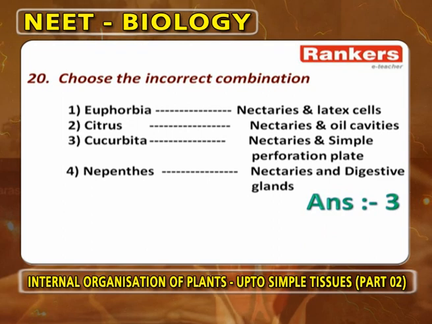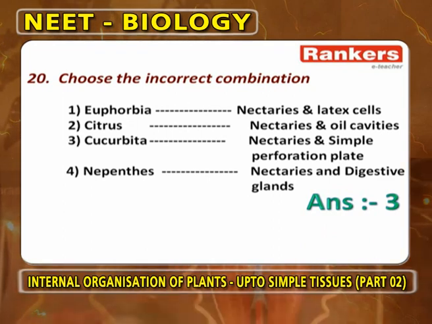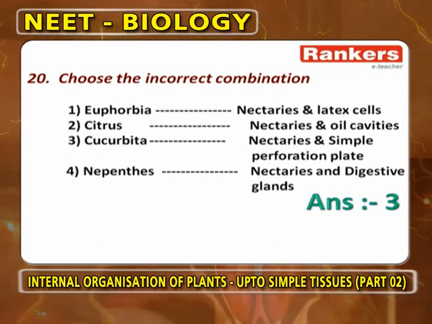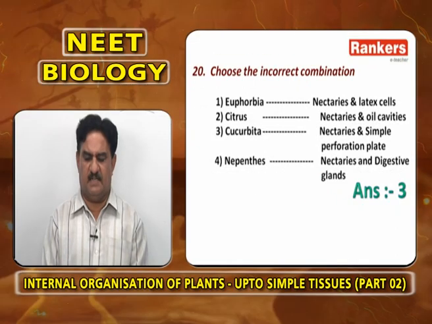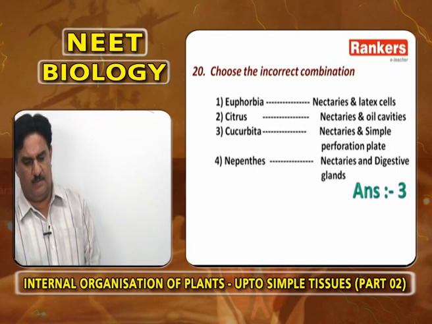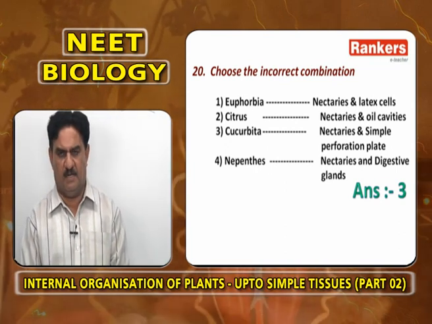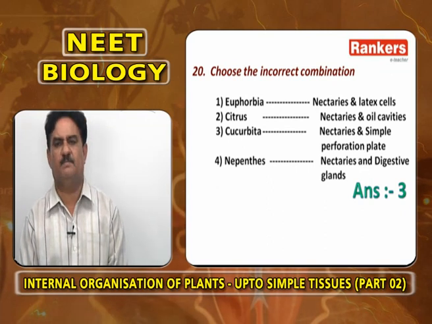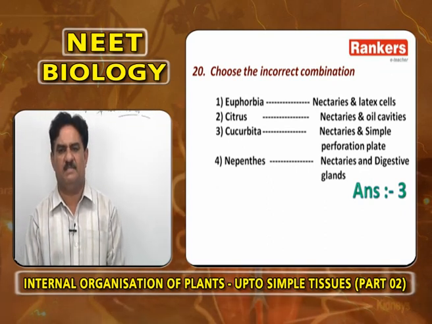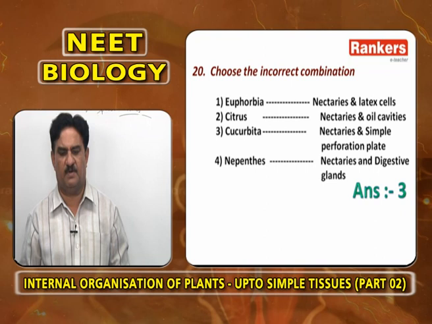Choose the incorrect combination. Euphorbia, nectaries and latex cells is correct. Citrus, nectaries and oil cavities is correct. Nepenthes, nectaries and digestive glands is correct. Cucurbita, nectaries and simple perforation is wrong. Cucurbita contains compound perforation plates. Simple perforation plates are found in others, while compound perforation plates are found in cucurbita.